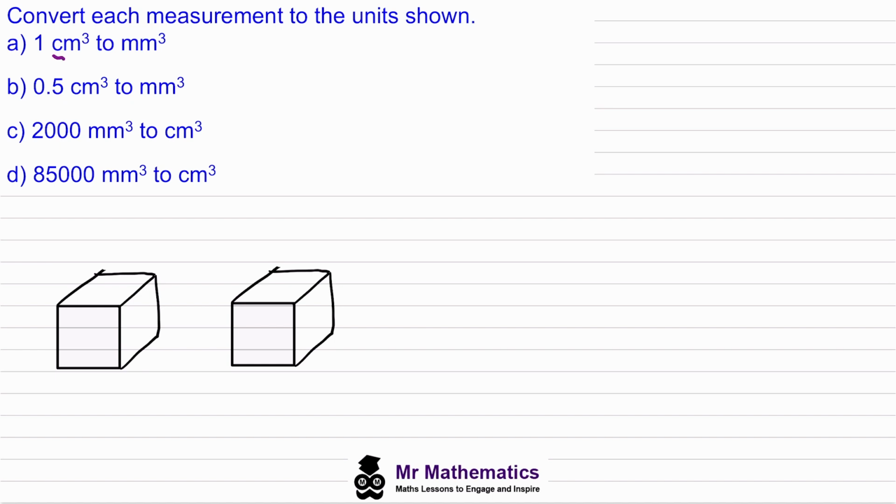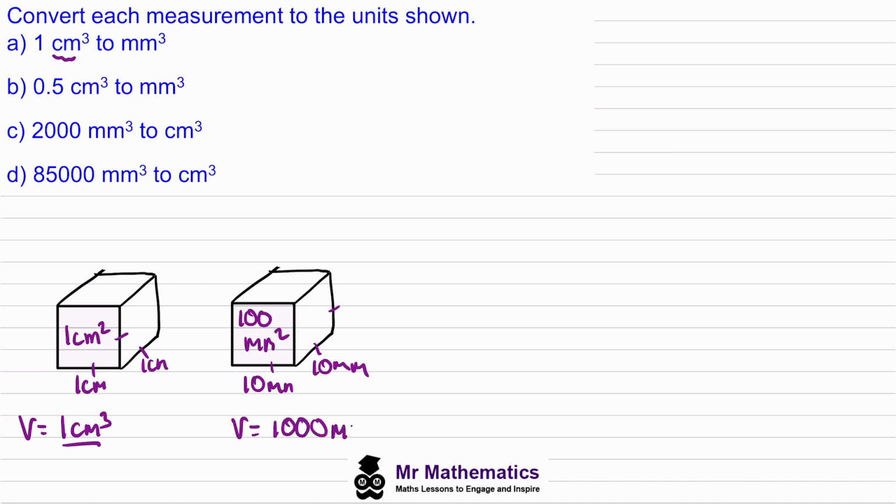We'll measure the first one in centimeters, so we'll have 1 centimeter for every length. And our second cube will measure in millimeters, so this will be 10 millimeters. We know the area of a base here will be 1 centimeter squared. Depth is also 1 centimeter, so this volume will be 1 centimeter cubed. This will be 100 millimeters squared. We'll multiply it by the depth of 10 millimeters. So the volume from this one will be 1000 millimeters cubed.